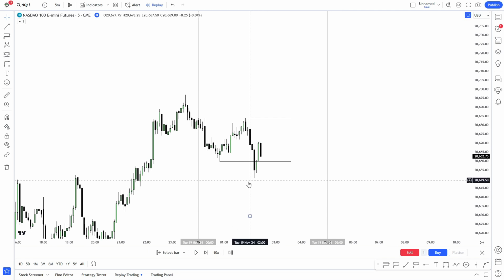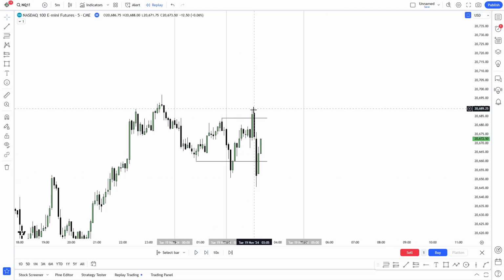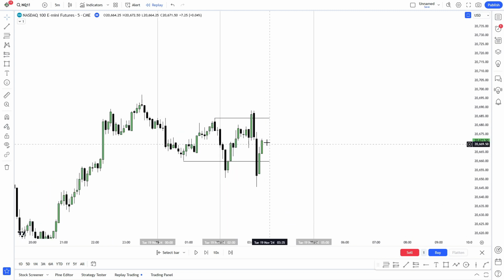Okay, so we take this first. We have no market structure shift so far. Okay, we then take this out. So notice how we took it out and then quickly rejected it. So for me, this is the actual trade we would be looking to take and go short. So now we have our displacement down. We had our market structure shift below the swing low here.